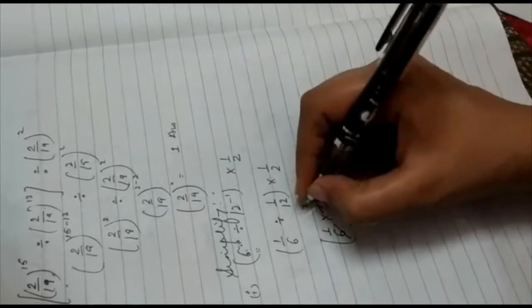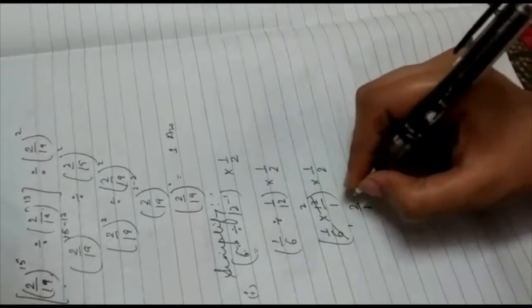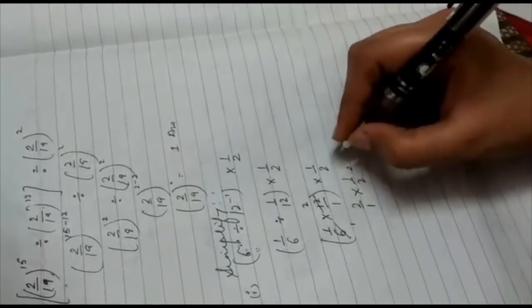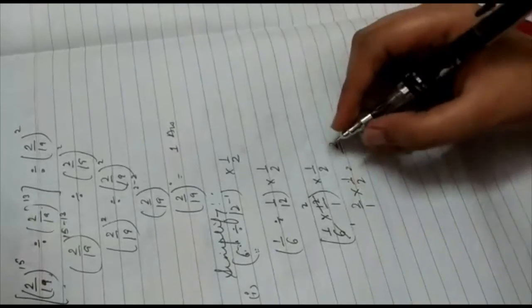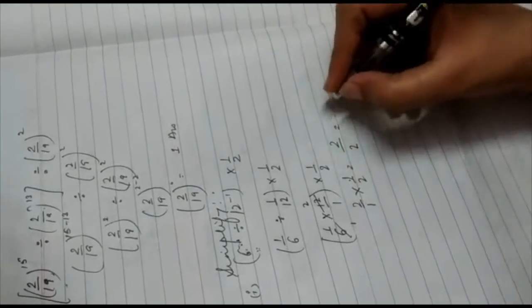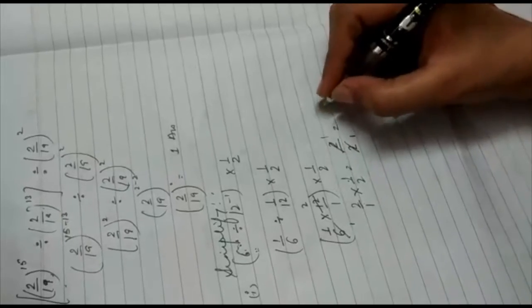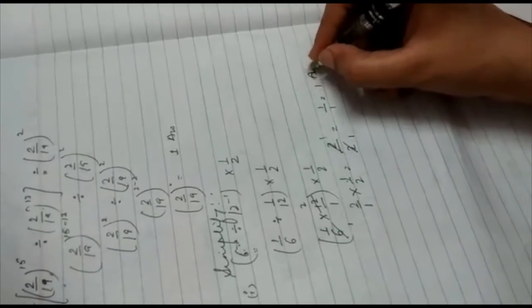6 ones are 6, 6 twos are 12. So what is left? 2 upon 1 multiply 1 upon 2. Here 2 ones are 2. Multiply numerator with numerator and denominator with denominator. 2 ones are 2, so here 1, 2 ones are 2 and 2 ones are 2. 1 upon 1 means 1.